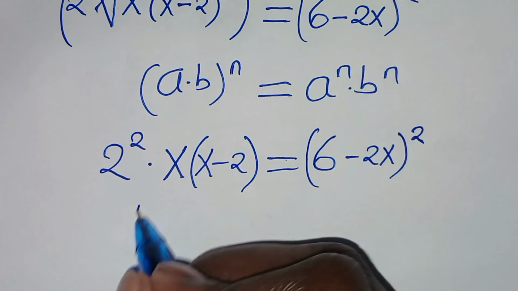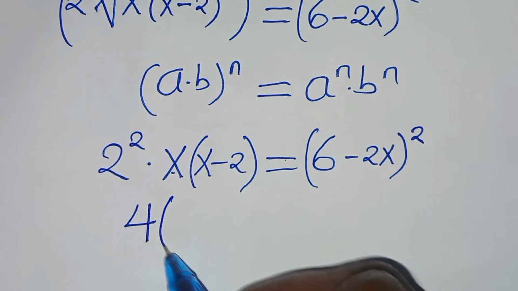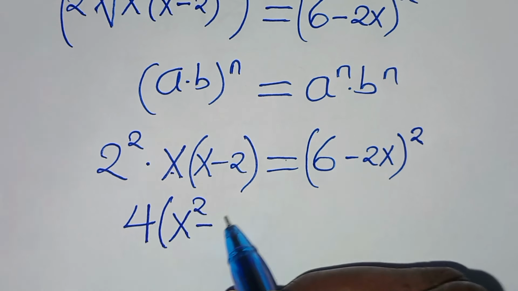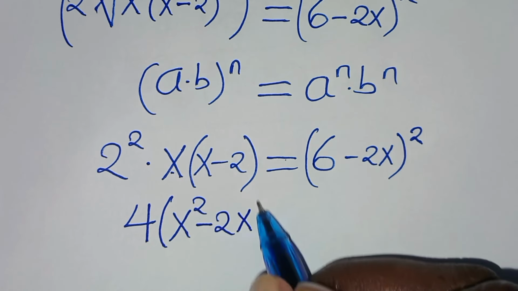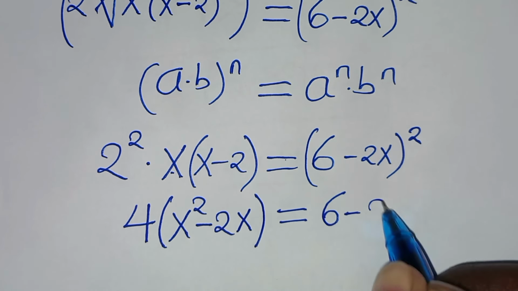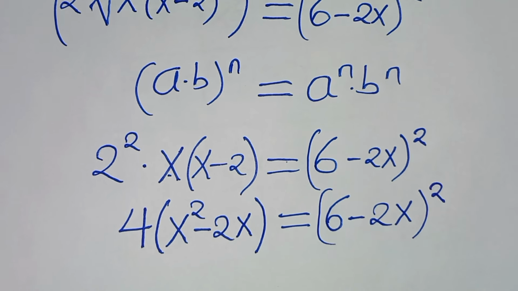So 2 squared, this is 4. So we have 4. Here we have x times x. This is x squared, minus x times minus 2. This is minus 2x. Close the parentheses. This is equal to (6 minus 2x) raised to the power of 2.